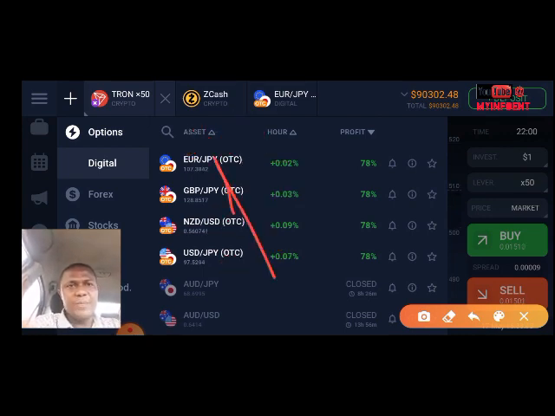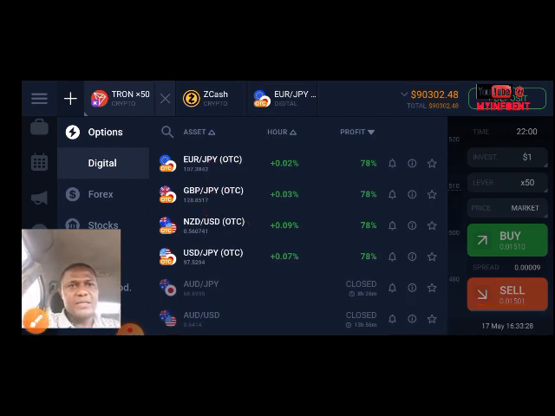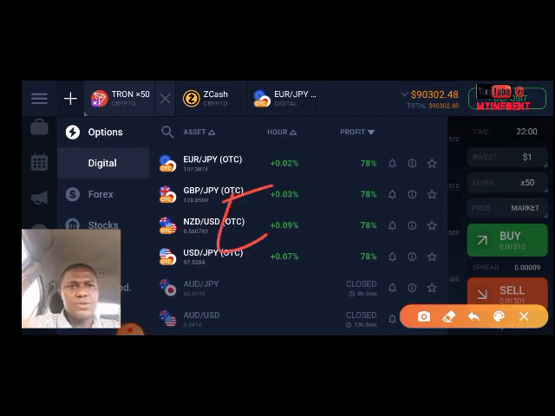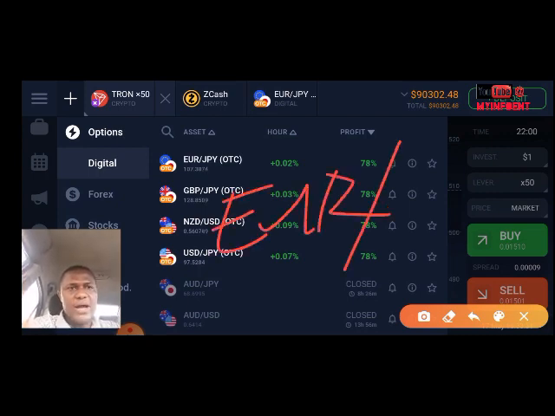For this Euro Japanese, the base currency is the euro, while the quote currency is the JPY, Japanese yen.